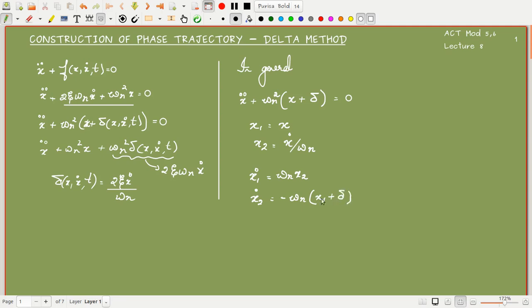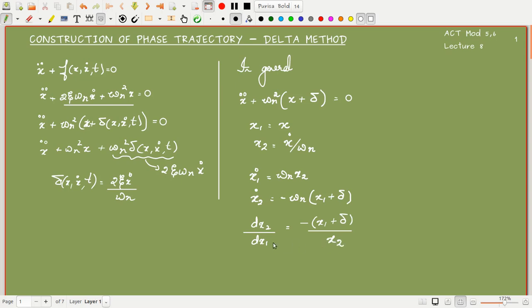So what would be the slope of this kind of a system? The slope can be written as dx2 by dx1, which is nothing but minus omega n into x1 plus delta divided by omega n into x2. So we have minus of x1 plus delta divided by x2.